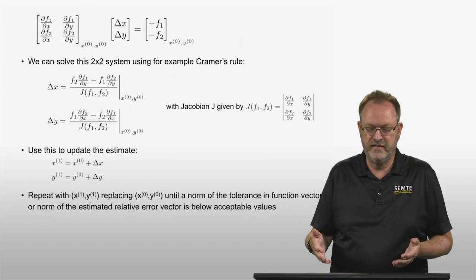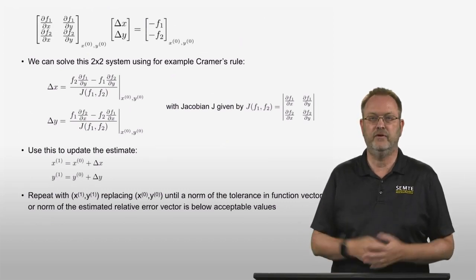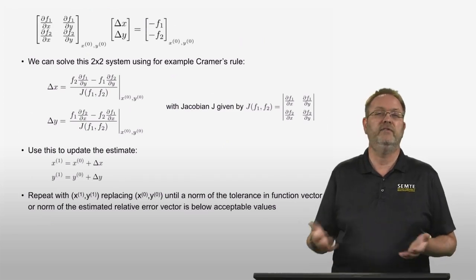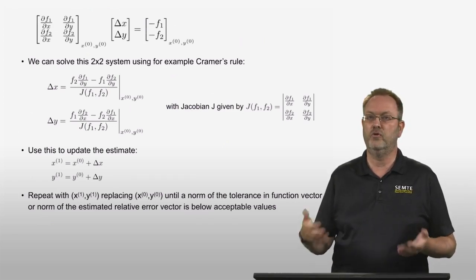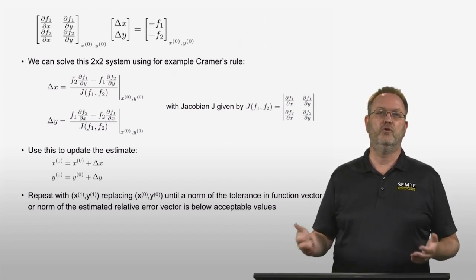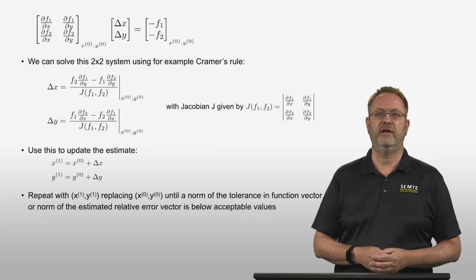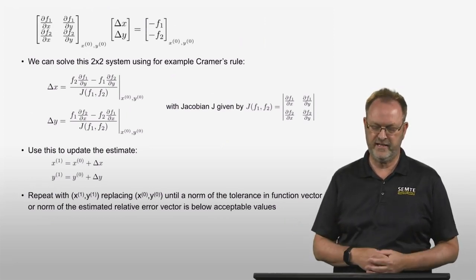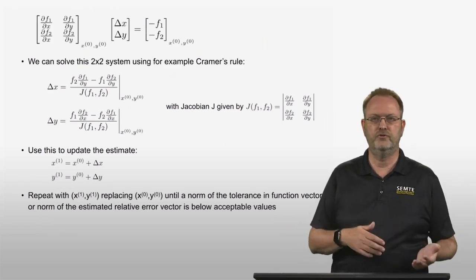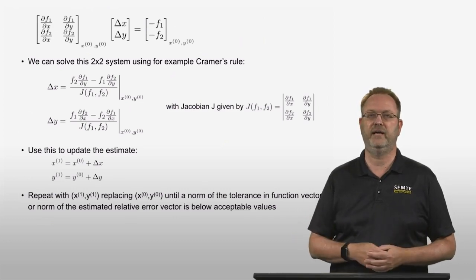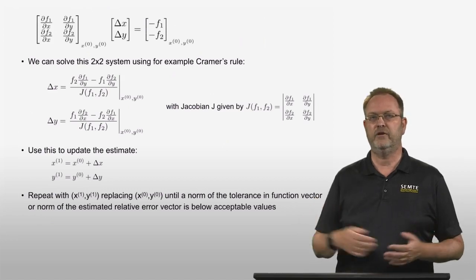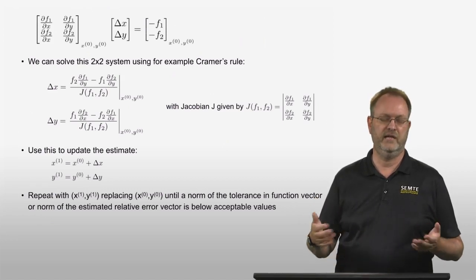Now, how do we determine this if we have a system of nonlinear equations, so multiple solutions, x and y in this example? Well, in that case, we have to look at the norm of either the tolerance in the function vector or the norm of the estimated relative error vector, and check whether that is below an acceptable value. Now, which norm we will use, the infinity norm, 1 norm, or 2 norm, or Euclidean norm, depends again on the application. For example, if you're interested in the largest error in any one of the solution variables, you would use the infinity norm.